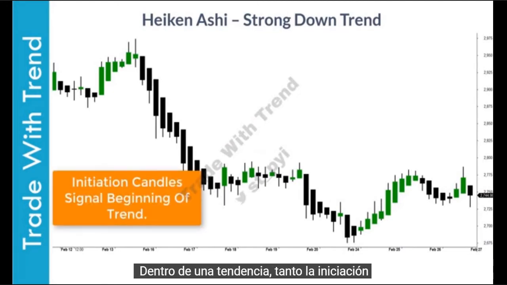Now within a trend, both initiation and continuation candles are important. In a trend, however, initiation candles need to be confirmed by continuation candles. This is an important step and this should not be skipped.